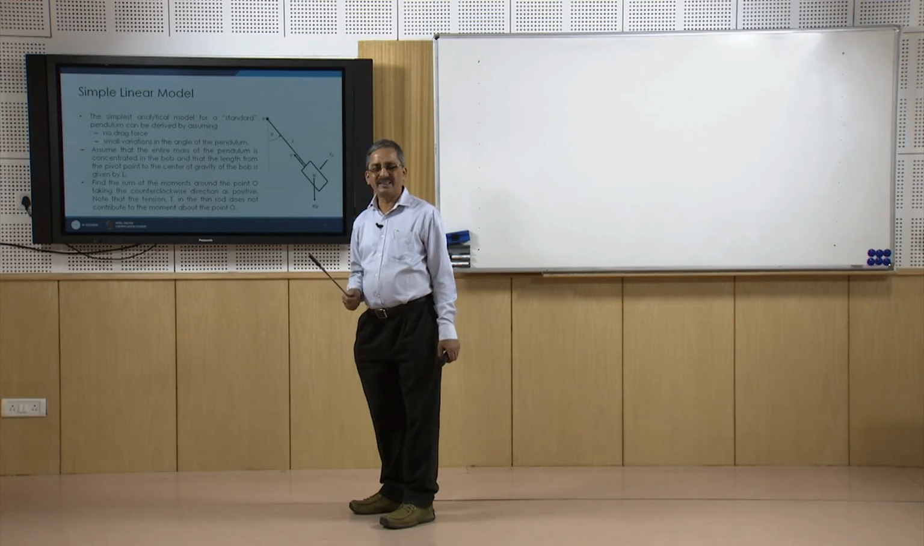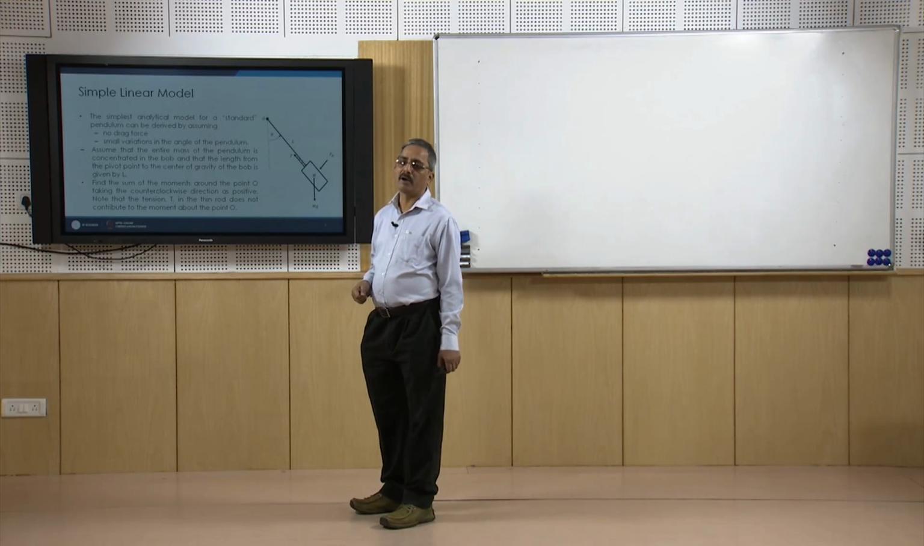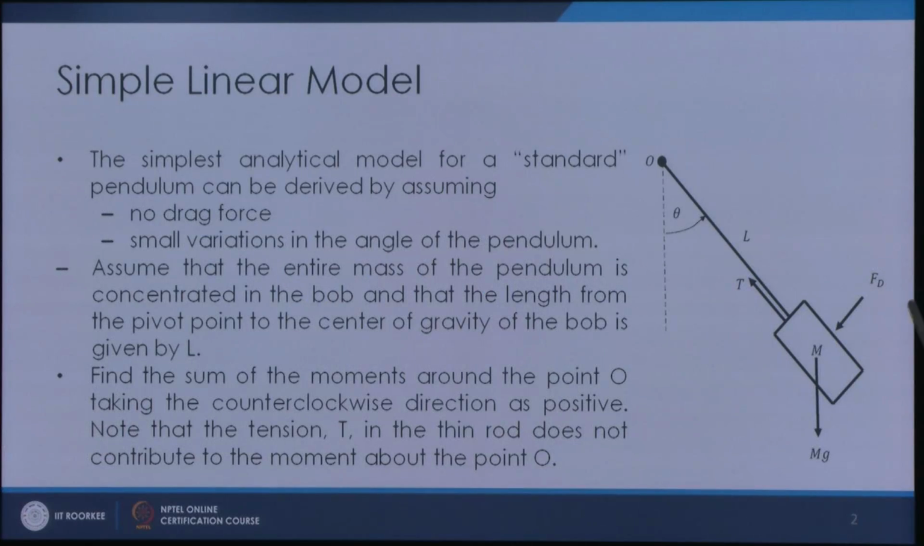So, we will begin with the simplest possible case, and then we will go on making our model more and more involved. Initially, as I said, we will assume that there is no drag force acting on the bob, and we will be taking this small variation in theta. And we can assume that the entire mass of the pendulum is concentrated in the bob, and that the length from the pivot point to the center of gravity of the bob is given by L.